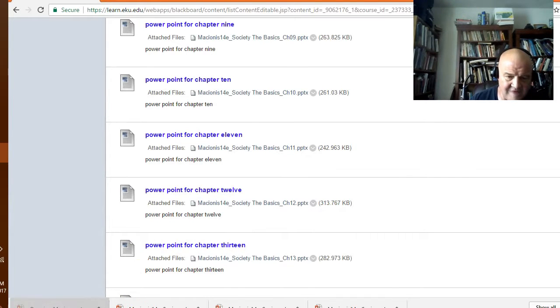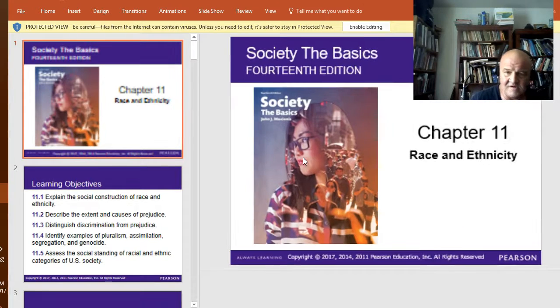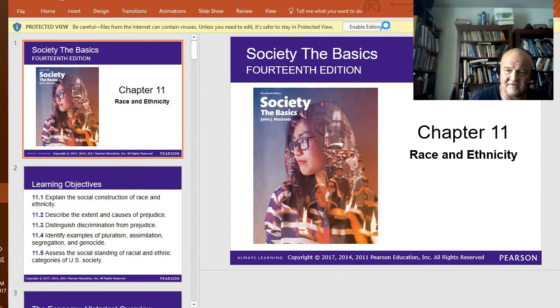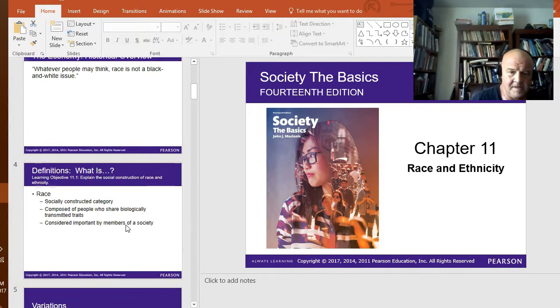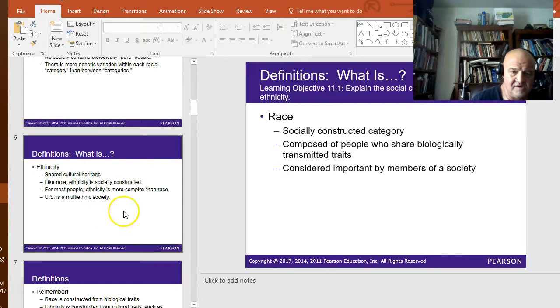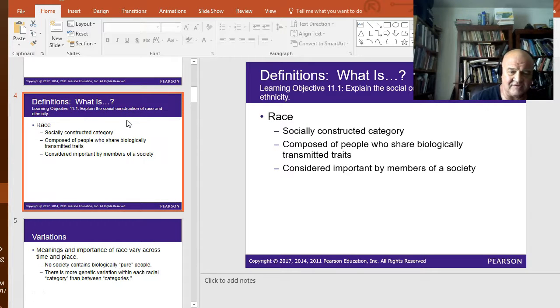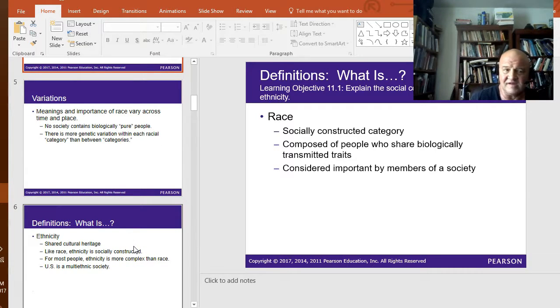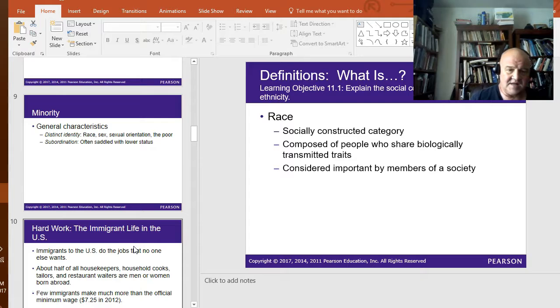Finally, chapter 11, our final chapter that we're going to be looking at in terms of test material, is a chapter on racial and ethnic stratification. Okay? Know what race is. Know what ethnicity is. Okay? Know that race is a socially constructed category based on what we call biological traits. A trait is something that in and of itself has no scientific salience.